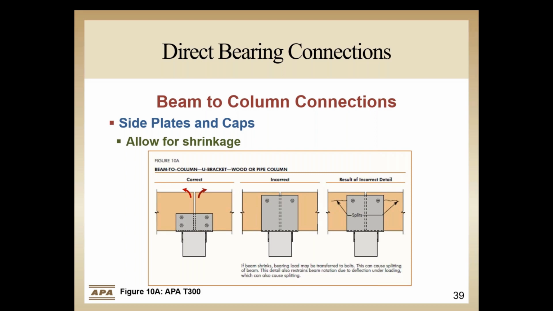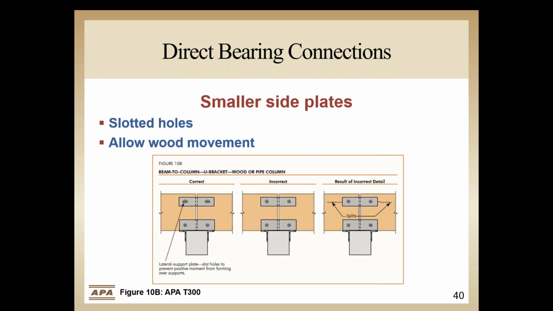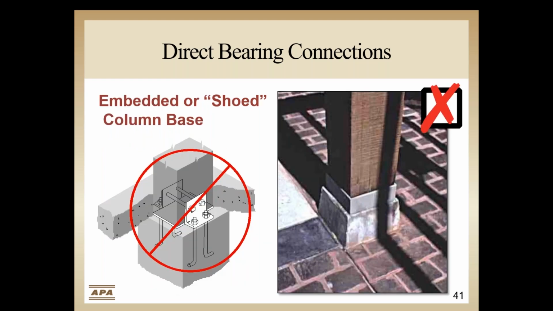The detail on the left allows for the movement of the beam to grow from moisture and allows rotation at the top of the beam for deflection. As an alternative, smaller plates will transmit the desired forces but not restrain the wood from its natural movement. However, note the slotting of the holes in the upper plate allows the beam to move, otherwise splitting may occur due to beam rotation as the beams deflect under load.